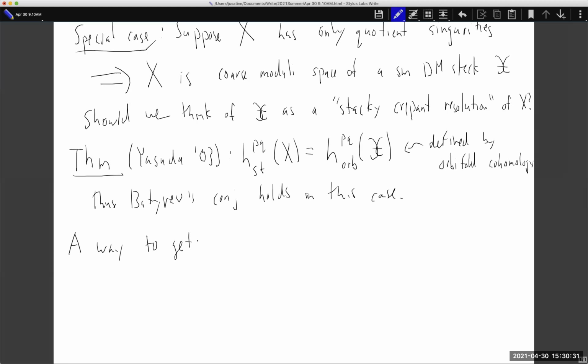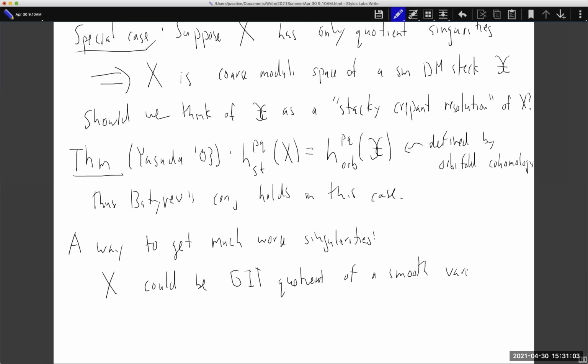And the approach that we take, so what is the setting we're looking at? What is one way to get much worse singularities than quotient singularities? So we could do the following. Instead of letting X be a quotient of something smooth by a finite group, we could let it be the quotient by some positive dimensional algebraic group. So maybe X is the GIT quotient of a smooth variety.